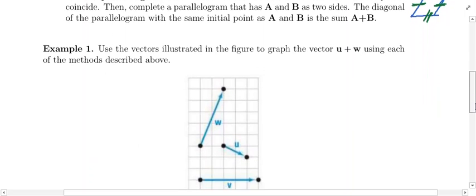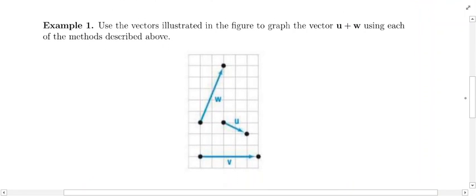In example 1, we're going to try this out. So let me show you what we have. We have vectors u, v, and w, and we're going to be using these same three vectors throughout the next few examples. So this is what they look like. They are on a grid scale so that you can graph them accurately as far as the magnitude goes. So given these three vectors, you're going to have to graph the vector that you're asked for.